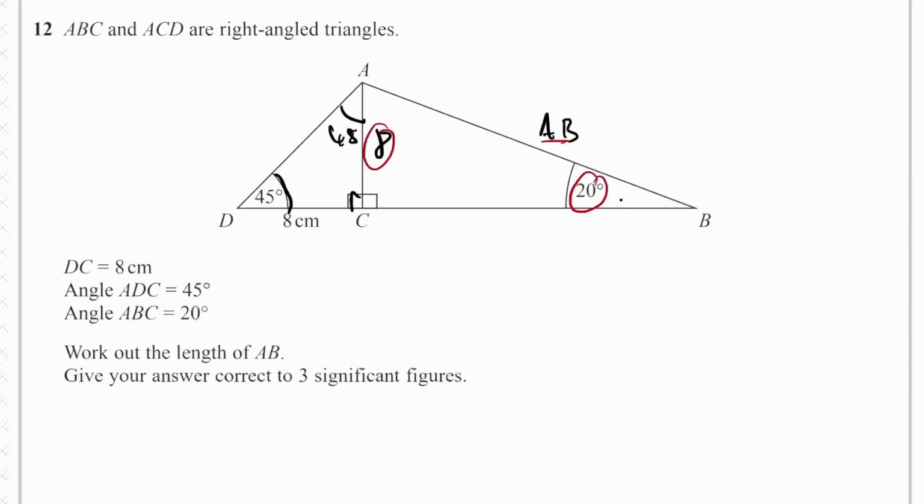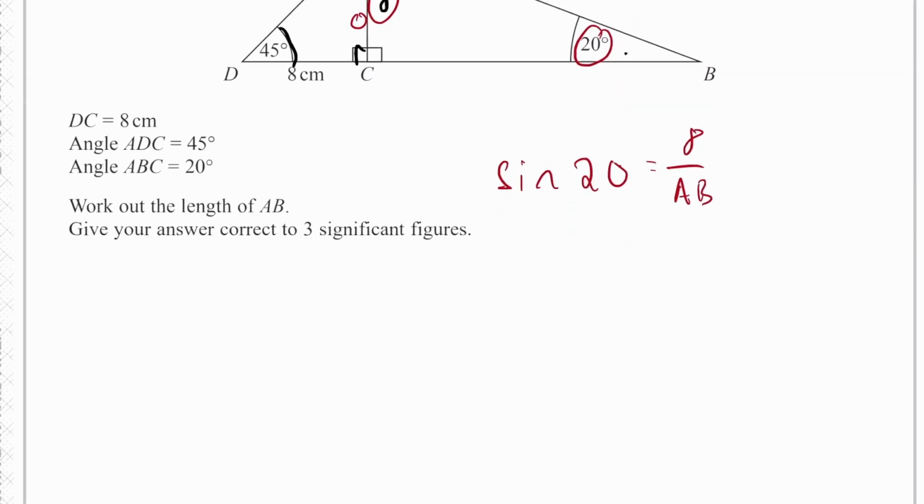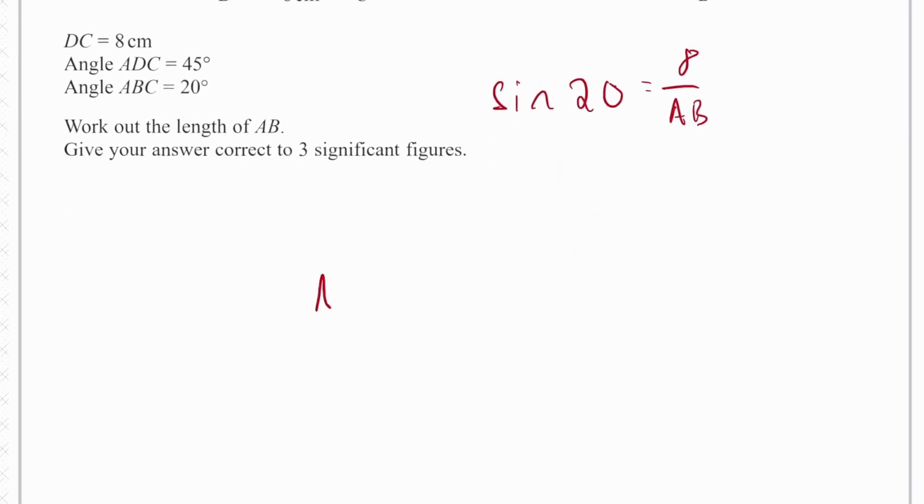We've got this angle and we have the side opposite the angle, and we're trying to work out the hypotenuse. So you should be able to identify, you need to use the sine rule here. So sine of the angle, or sine of 20, is going to be equal to the opposite over the hypotenuse. So 8 over the hypotenuse AB. And then a simple case of rearranging. AB is going to be equal to 8 divided by sine of 20.